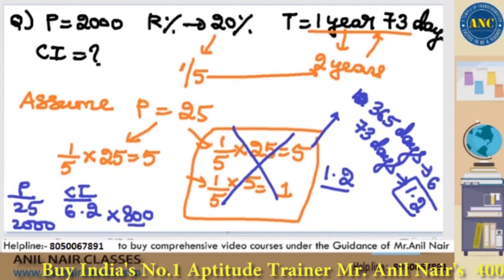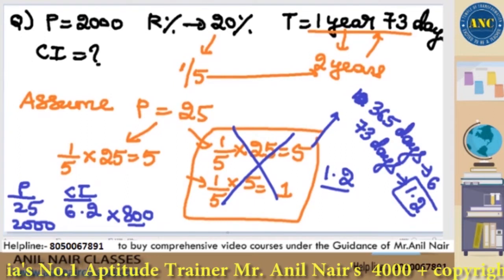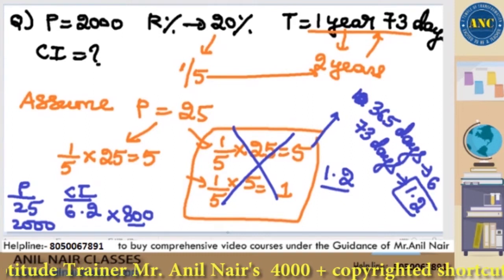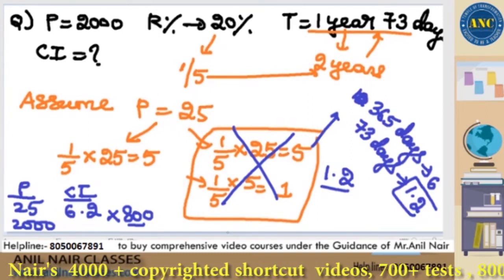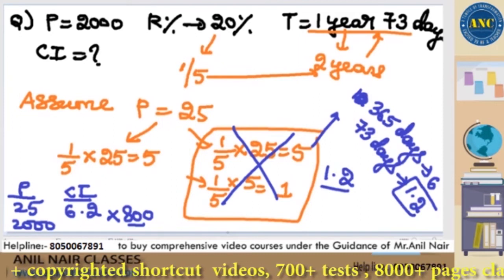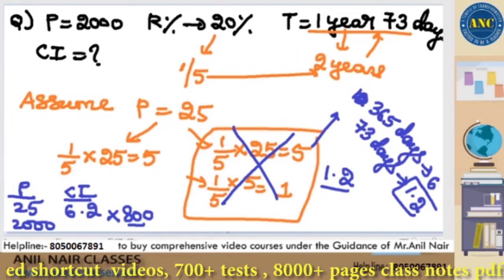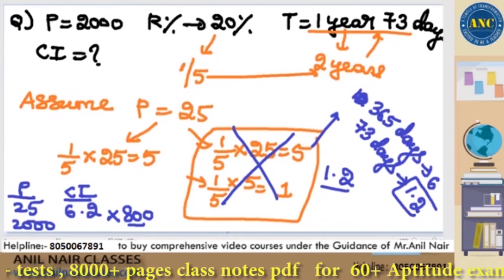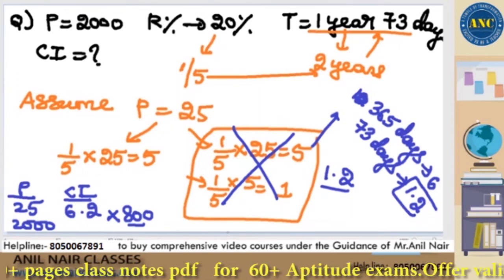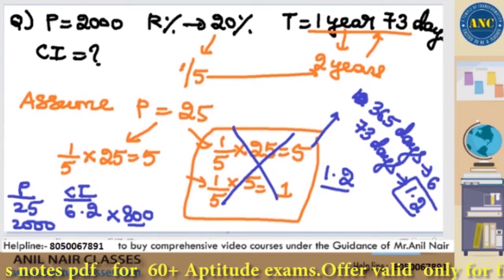Now, again I am explaining, sir. Again I am explaining for all the students who have understood, and who want a revisit. Principal is 2000. R percentage is 20 percent. Time period is given as 1 year 73 days. Find compound interest. Step number 1. 20 percent is 1 by 5.